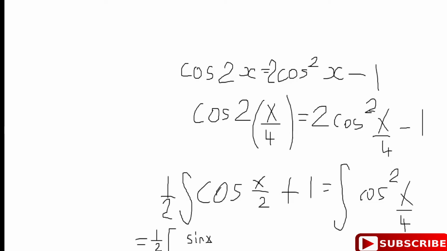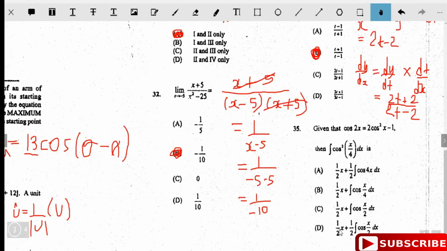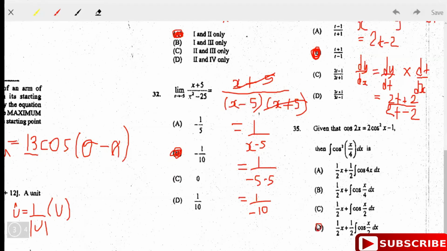But they didn't want that. Sorry. I believe this is where they wanted us to stop: a half of the integral of cosine x over 2 plus 1. But then now we just have to remember that when you integrate the 1, you get x, and then x times a half is a half x. That's how we get delta.